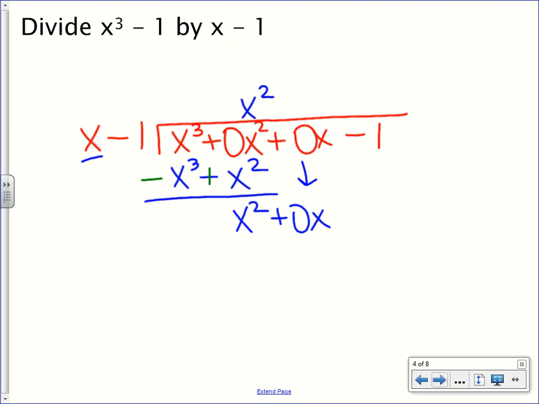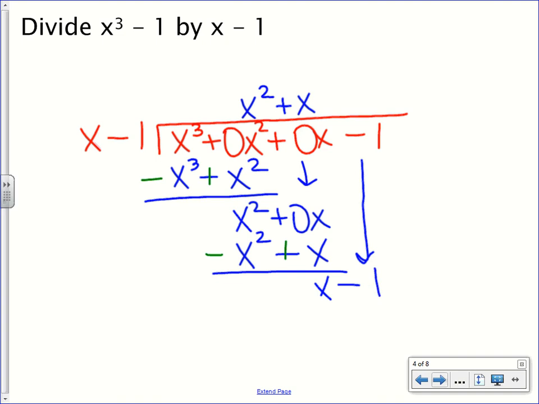We'll bring down our next term, 0x. Okay? X times what is x squared? That would be x. So we'll take x minus 1 times x. Okay? And we need to subtract this. So we are left with x. Bring down our next term, minus 1. Once we've brought that last term down in our dividend, we're at the last step of our division.